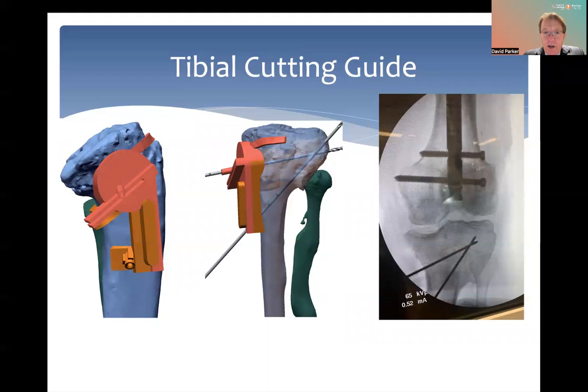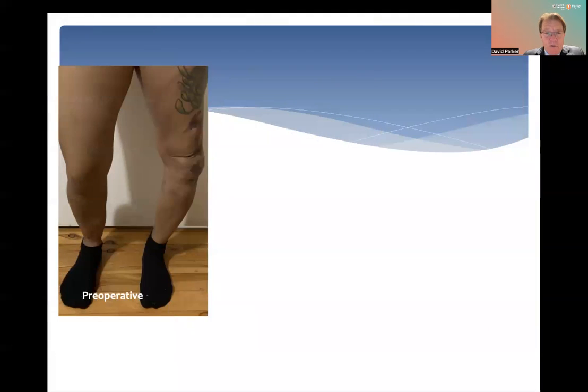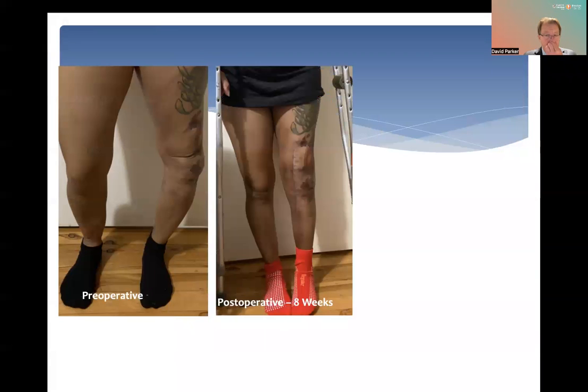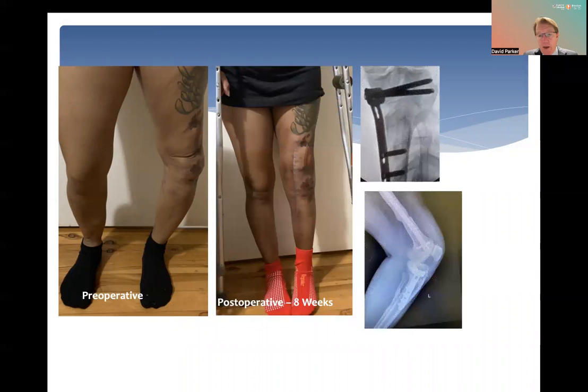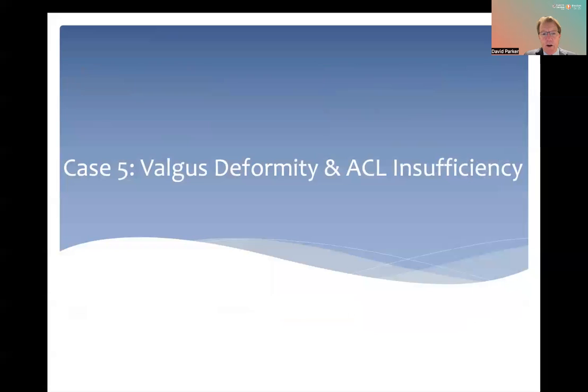So there's a PSI guide for the tibia to do the opening wedge osteotomy. And this is what she looked like prior to the procedure. And then after the procedure, well-corrected alignment and a much more congruent and well-aligned joint. So she's had a good improvement, and it will also serve as a much better platform for a knee replacement in the future. And a final case, this is a valgus deformity with ACL insufficiency.